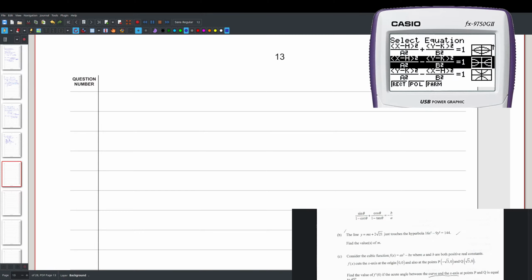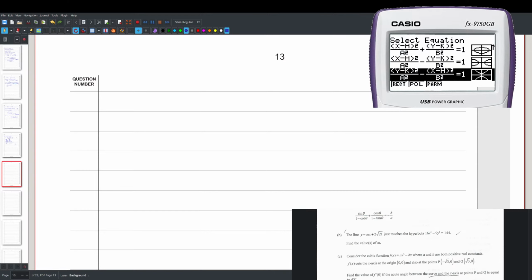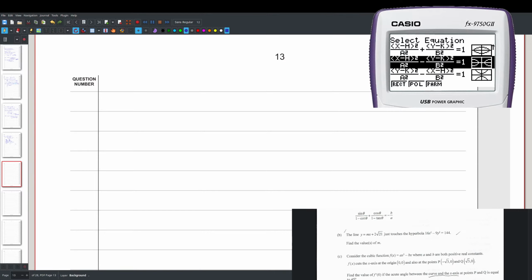What one is it? What's the difference between these two last ones anyway? Oh, this one's like vertical. So okay, so it's this one then. Yeah.